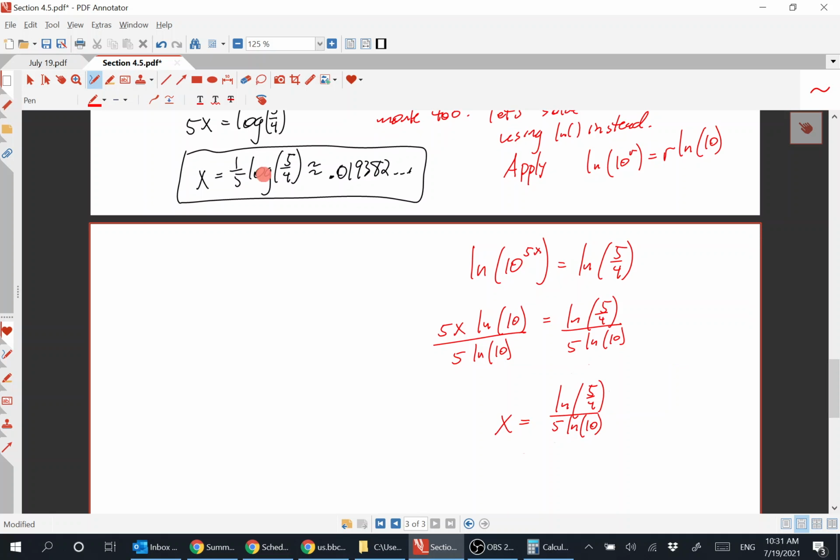I mean, it looks different than that, right? But you'll see it's the same thing. You could apply the change of base formula. It's 1/5 log base 10 of 5/4 right here. Applying the change of base formula, or just plug it into your calculator and check it out.